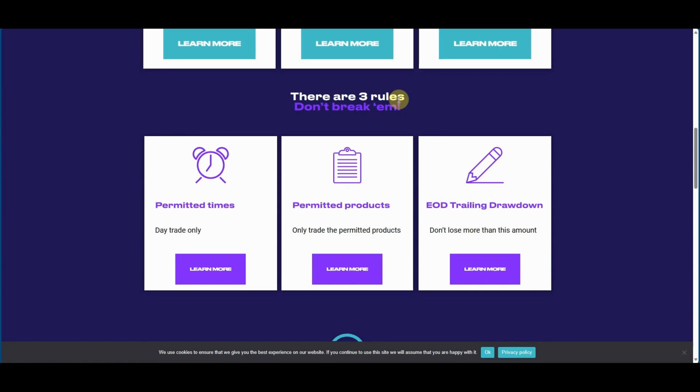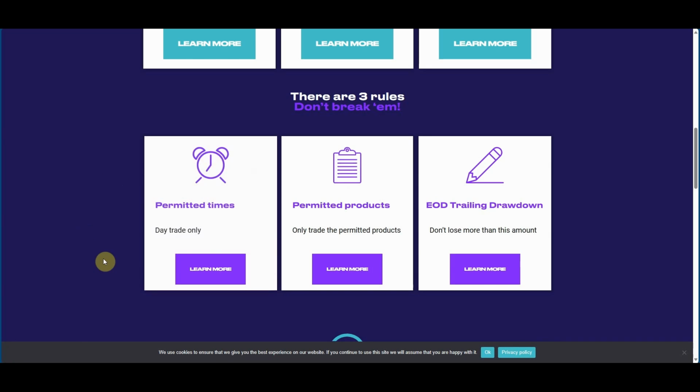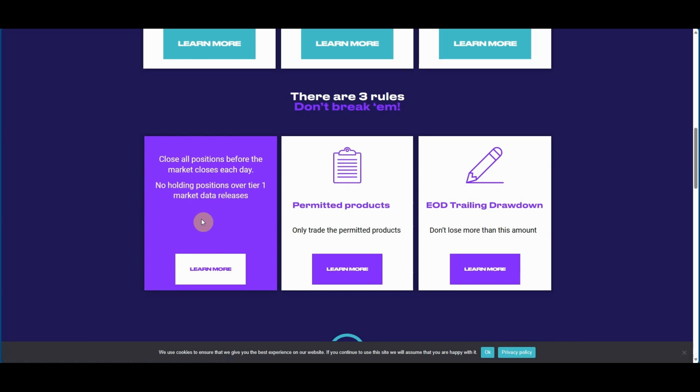There are 3 rules to not break. So trading at permitted times. You don't want to hold positions over market releases, and you want to also close all your positions before the market closes. So when I click on learn more, for example, that will take me to the products and times that I can actually trade. So each product has a link that you can then go and see what the trading times are, and make sure that you're going to get out of each trade in the required time.